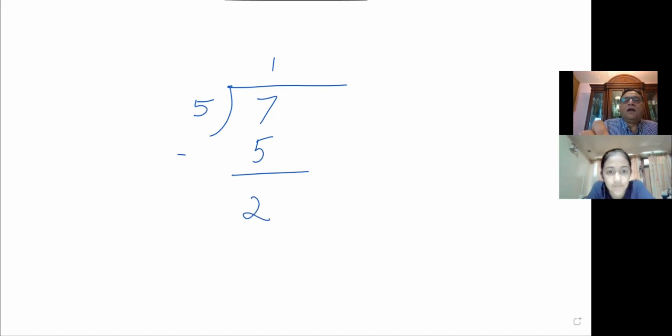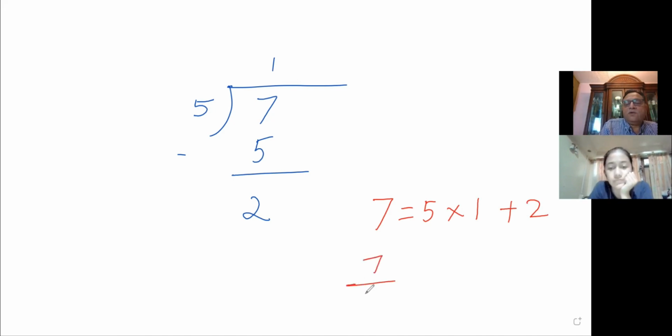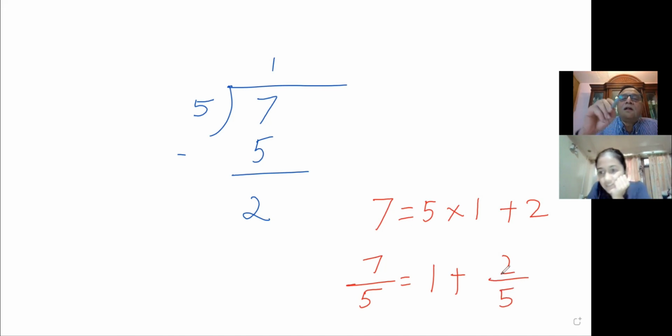So yes. Basically, this particular division can be written in a couple of ways. We can write 7 is equal to what? 7 is 5 times 1 plus 2. Correct? We could also write the same statement as what we did. 7, we are dividing by 5. And what we get is 1 plus 2 remains to be divided. And so it is 2 over 5. Is that correct? Yes, we did this one.